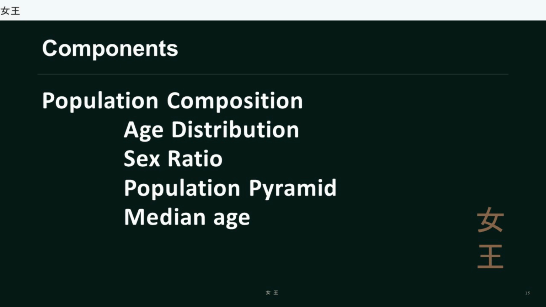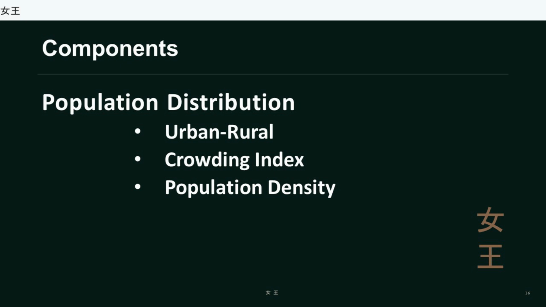Other characteristics: occupational groups, economic groups, educational attainment, ethnic group. Population distribution. Urban-rural shows the proportion of people living in urban compared to rural areas. Crowding index indicates the ease by which a communicable disease can be transmitted from one host to another susceptible host. Population density determines congestion of the place.